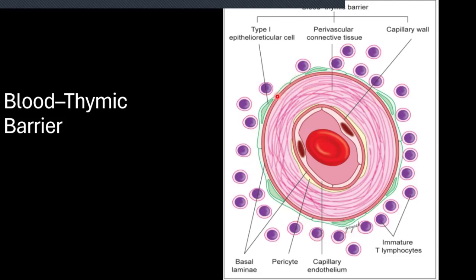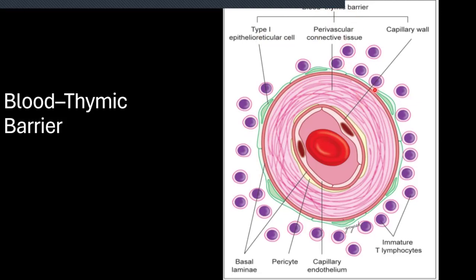Next will be the type 1 epithelial reticular cells. Before you get to those type 1 cells, you have the basal lamina of the type 1 epithelial reticular cell, and then the epithelial reticular cell type 1. So remember, type 1 epithelial reticular cell is important for the formation of the blood thymic barrier.